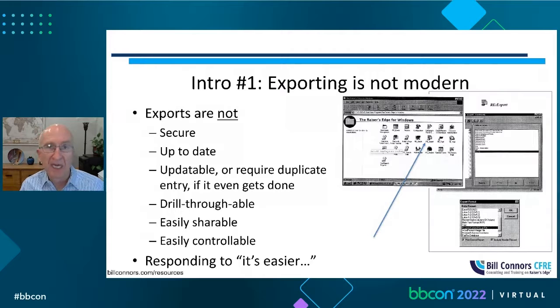And then, of course, it's not controllable. I can put anything I want into a cell in a spreadsheet. And so you might say, well, yeah, Bill, but we can put controls in a spreadsheet, but then you're just building a database, so why not just use the database you have? So exporting to a spreadsheet is not good fundraising portfolio management in 2022.